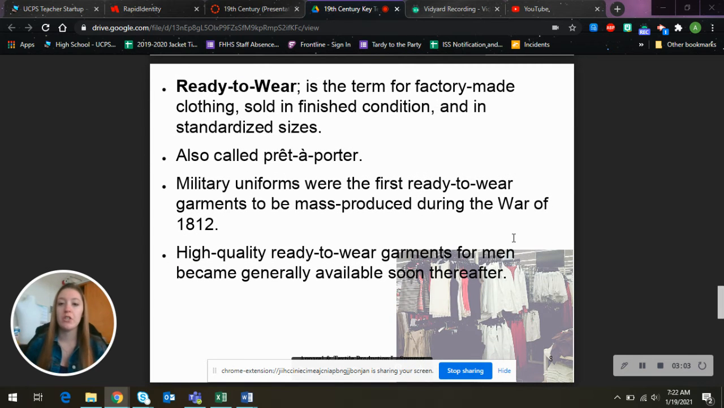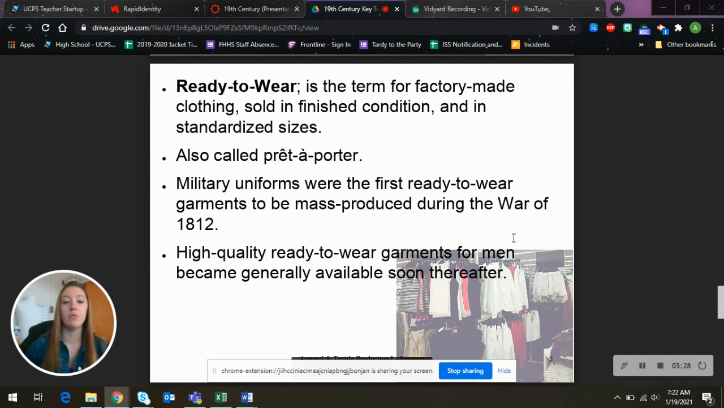Ready to wear is a term for factory-made clothing. It's sold in finished condition and in standardized sizes. So this is what you would literally find at the mall. You can grab anything out of a store that you can put on right there. It's ready to wear. It's also called pret-a-porter, because it was French first, and then it's ready to wear in English. Military uniforms were the first ready to wear garments.